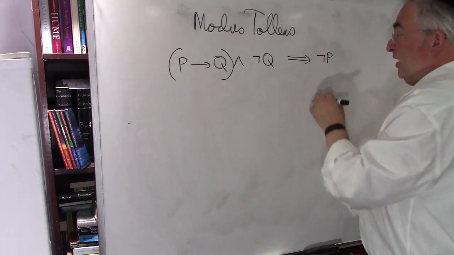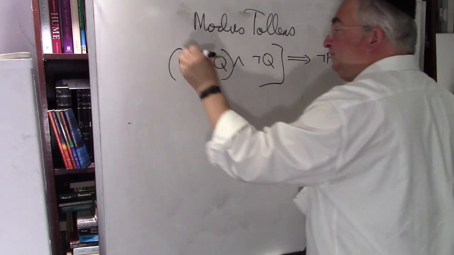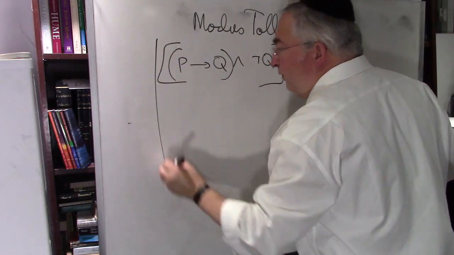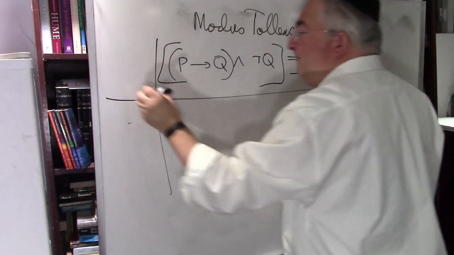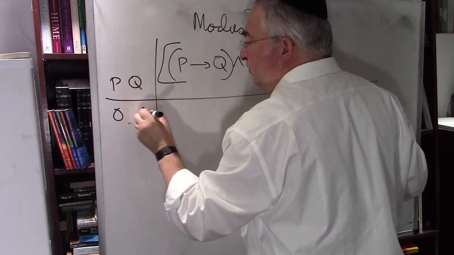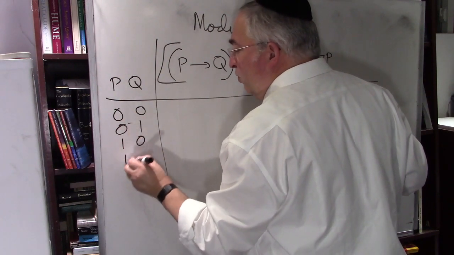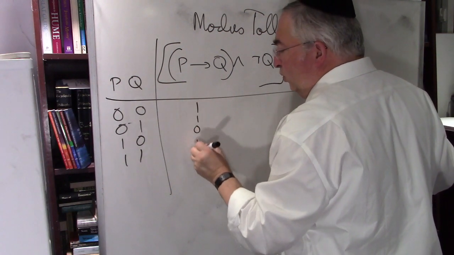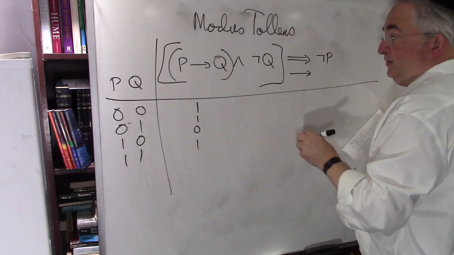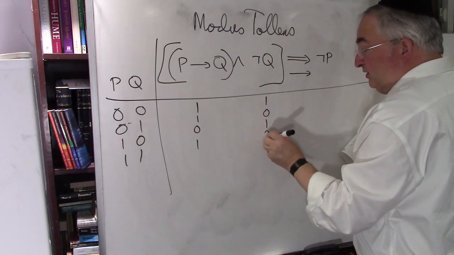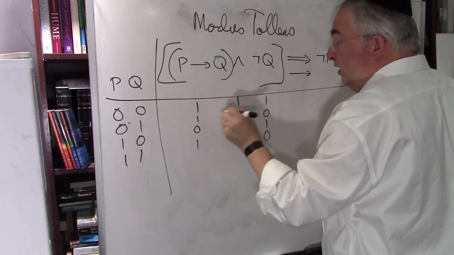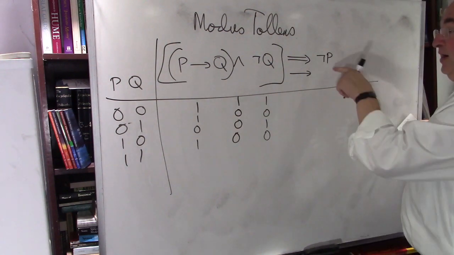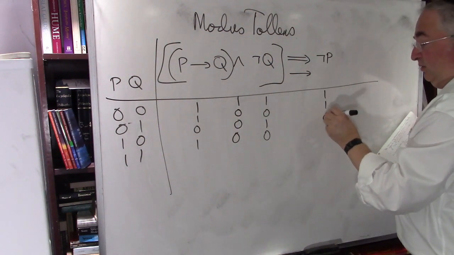Okay, let's make a truth table out of this. Okay, let's put that single arrow there. Let's make a truth table. So, variables P, Q: 0, 0, 0, 1, 1, 0, 1, 1. Okay, then P arrow Q is 1, 1, 0, 1. Not Q is 1, 0, 1, 0. And is 1, 0, 0, 0. Great. Not P is 1, 1, 0, 0.